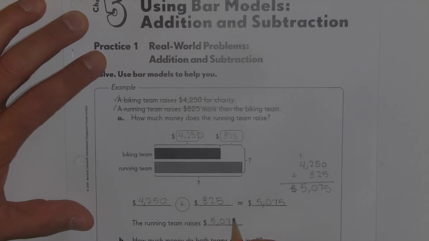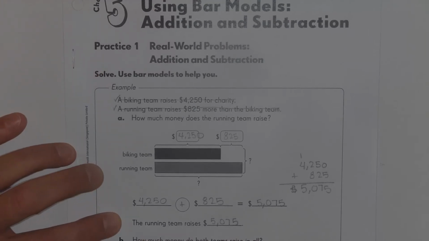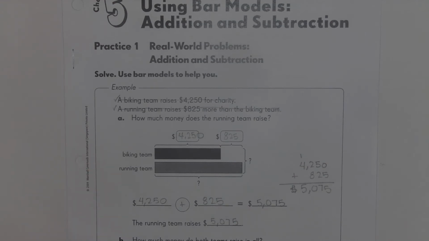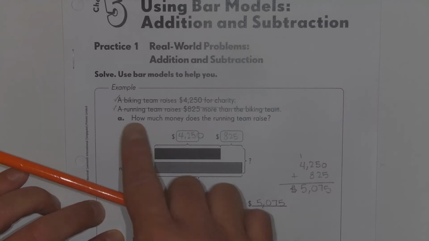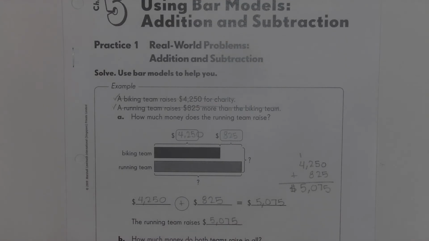$5,075. And they put this sentence in here because, like I said the other day, if you're asked a word problem, typically you're going to be asked to write your answer in the form of a sentence. So they're just trying to get you in the habit of writing your answer in the form of a sentence. How much money does the running team raise? The running team raises $5,075. Now I can move on to B.